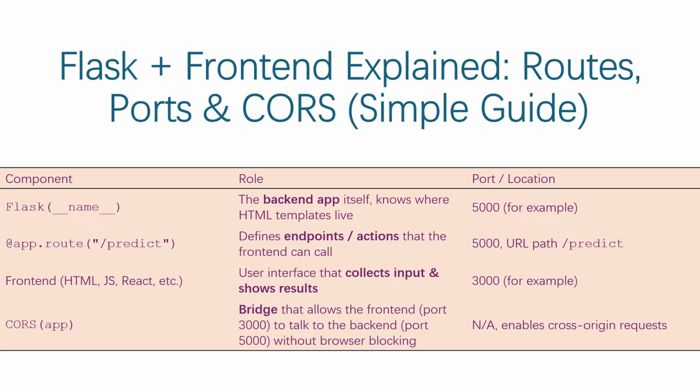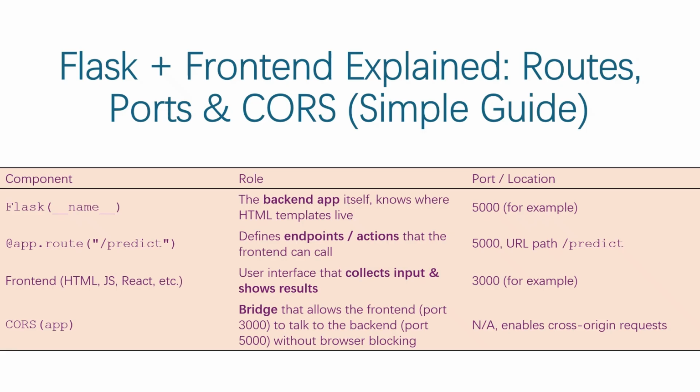Think of your app as two parts. First, Flask is your backend. It runs on port 5000 and knows where your HTML templates live. It also defines actions using routes like /predict, which the frontend can call.